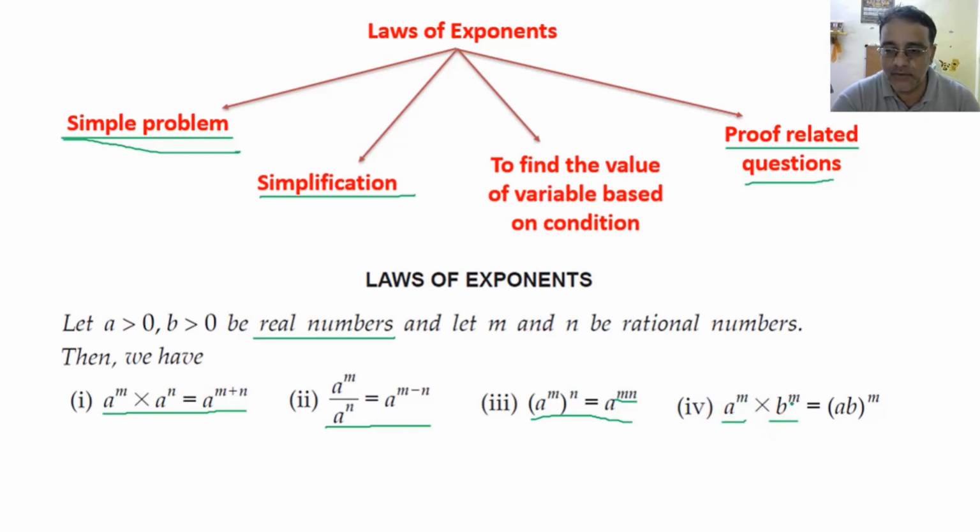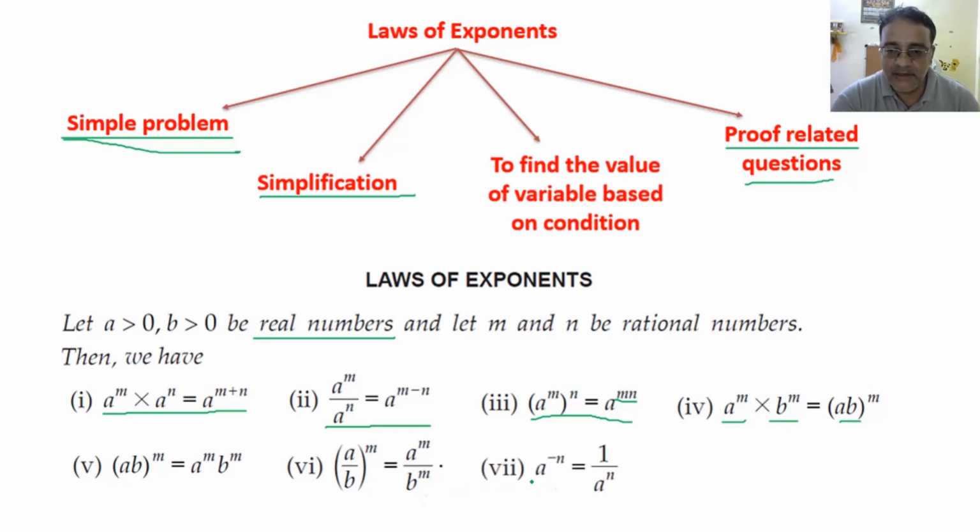And the fourth one, a to the power m into b to the power m. If the powers of both are the same and the bases are different, then it is a into b whole to the power m. And the fifth one is the reverse, the converse of this: a b to the power m is equal to a to the power m into b to the power m. And the sixth one is a upon b whole to the power m is equal to a to the power m upon b to the power m. And the seventh one, this is the reciprocal law: a to the power minus n is equal to 1 upon a to the power n.